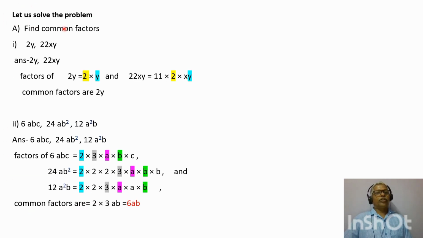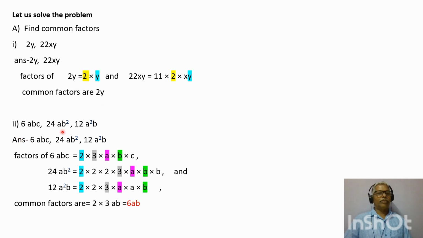So let us solve some problems, some easy problems. First one, find the common factors. Two terms are given. First one, 2y and 22xy. Answer: take the factors of each of these terms. 2y is 2 into y and 22xy is 11 into 2 into x into y. Okay. So what is common is 2y. So the common factor is 2y.